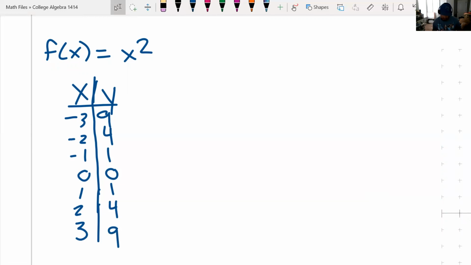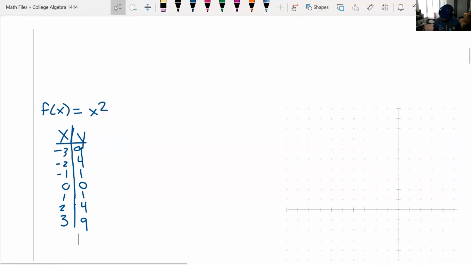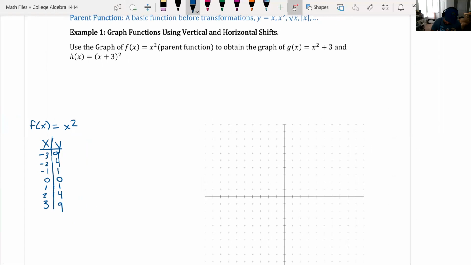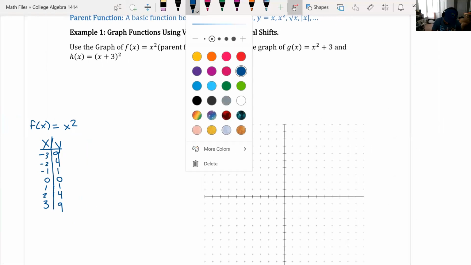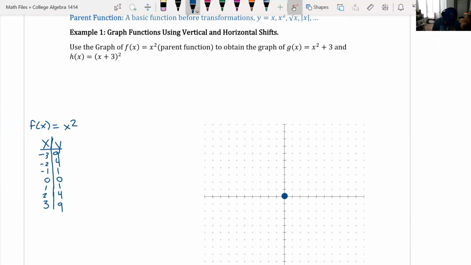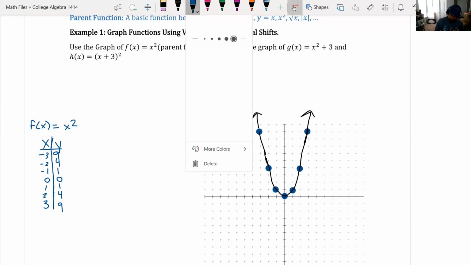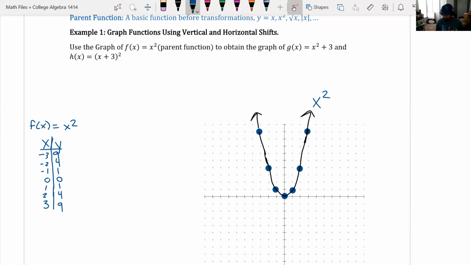Okay. And then I guess we can go ahead and plot. All right. So for x squared, 0, 0, 1, 1, 2, 4, 3, 9. Same thing, -1, 1, -2, 4, -3, 9. And connect. So here is the parent function, x squared. Now let's graph the first transformation, x squared plus 3.